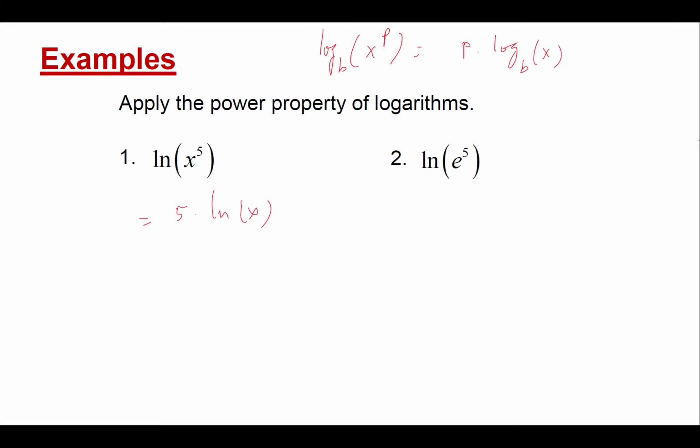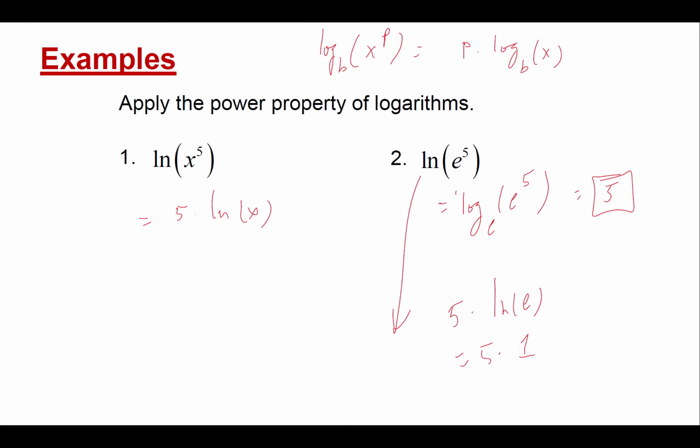And here ln means actually it's a log base e, and there is e to the power 5. So this is basically 5. Or what you can do is you can bring this 5 in front and write down ln e, and we know ln e means 1, so 5 times 1 is eventually 5. So in both ways you are going to get 5 as the answer.